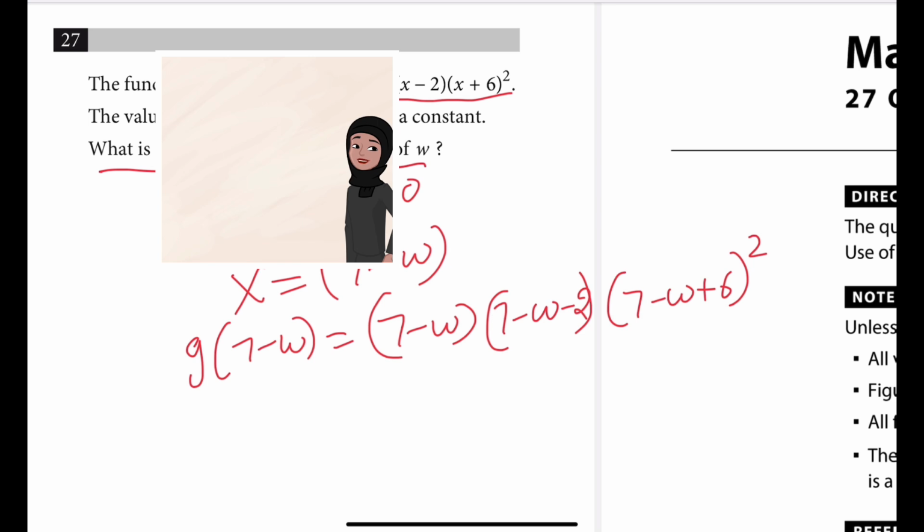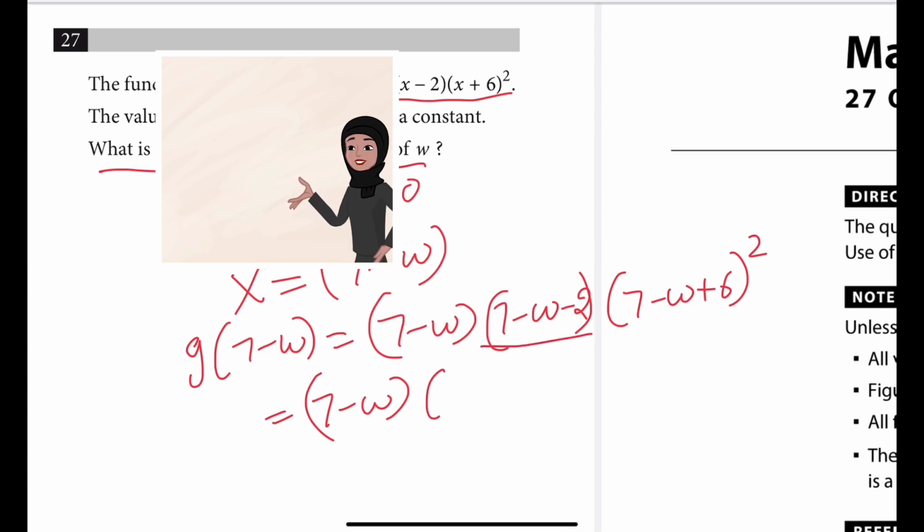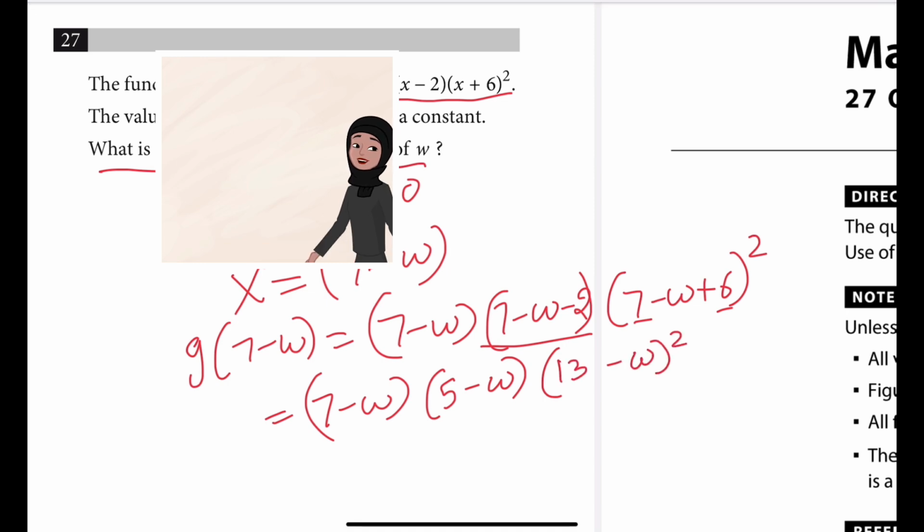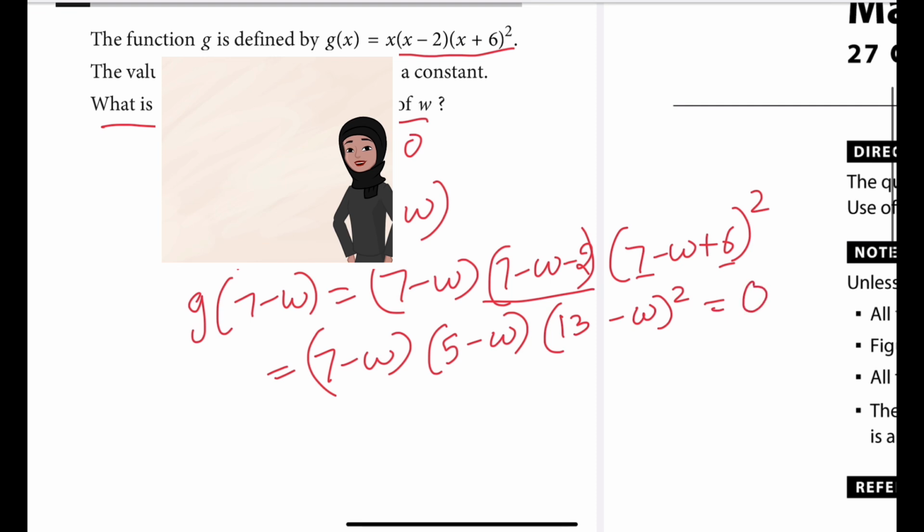After that, what should we do? We have to simplify this. So this will be equal to (7 minus w) times this one, 7 minus 2. If you subtract, we will get 5 minus w. And then this also we can simplify: 7 plus 6, which is nothing but 13. So (13 minus w) the whole square. And this is equal to 0. We already know that g of 7 minus w is 0.